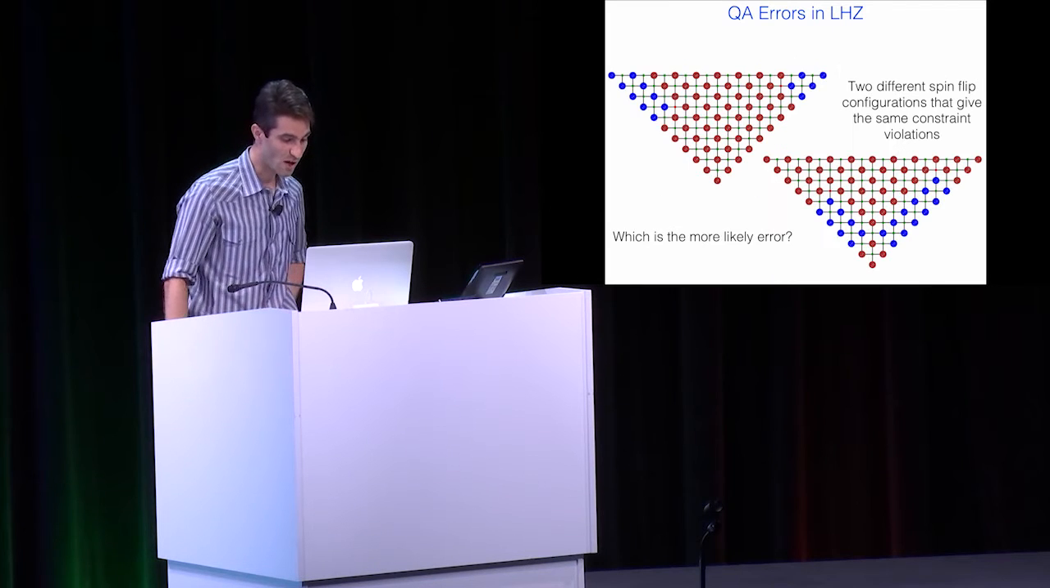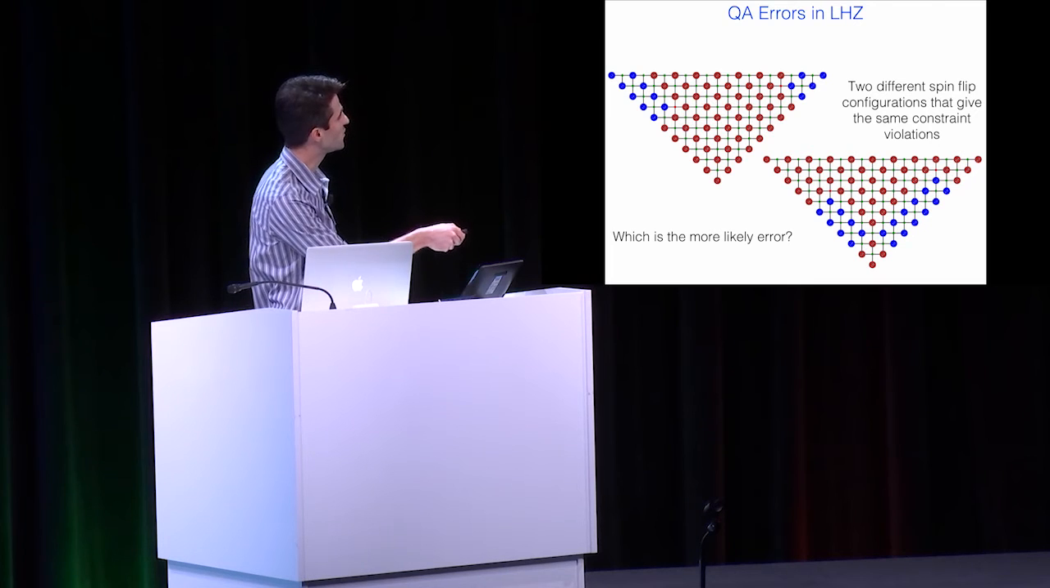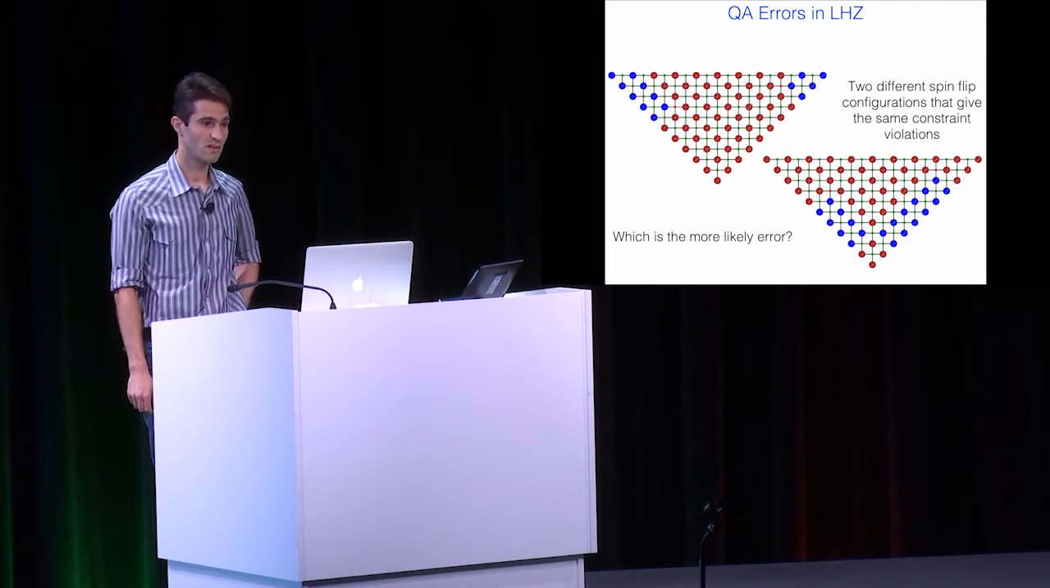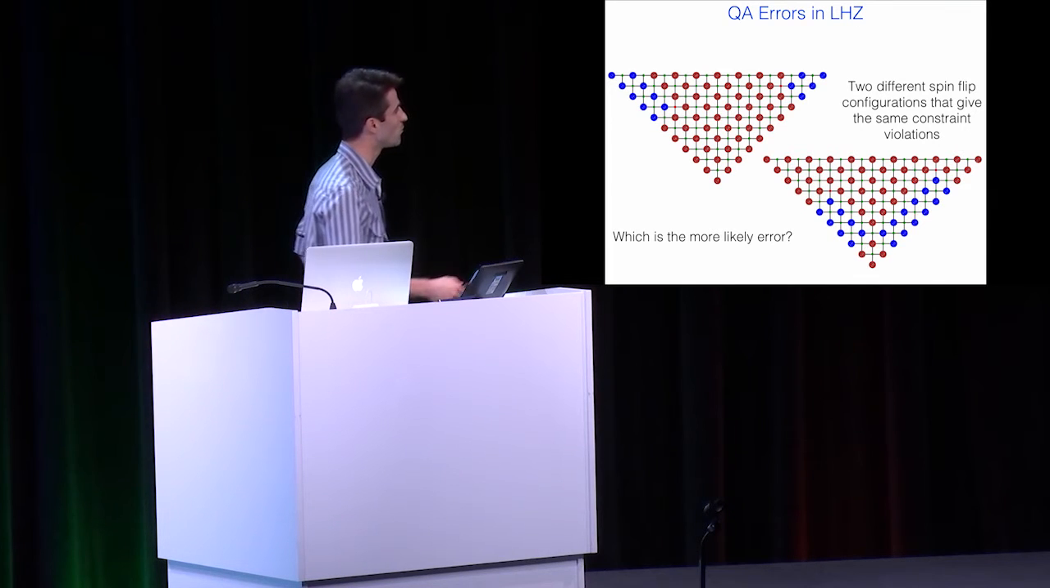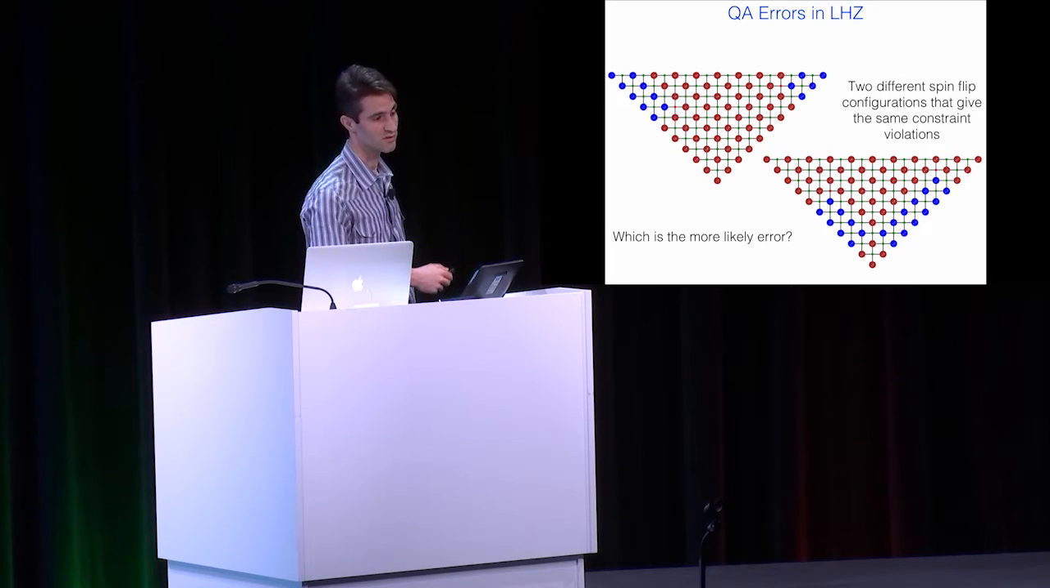So here's another example. This is the one I showed you just now. And here's another one that will give you the exact same constraint violations. And so you're led to ask yourself, well, which one is the more likely error? Right? And actually, there are many, many more. So it's not just these two.